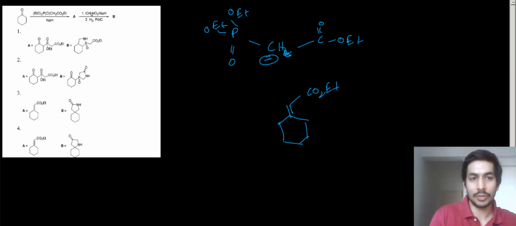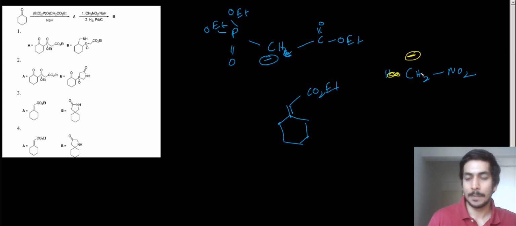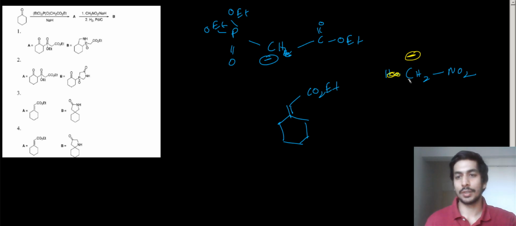So the next step is we are adding nitromethane in the presence of sodium hydride. So when we add sodium hydride again in the presence of nitromethane, one of the hydrogens over here will get abstracted by the sodium hydride, right? So the base is going to abstract this hydrogen, and once that happens, what do we get? We get CH2 minus. Now this over here is a soft nucleophile.